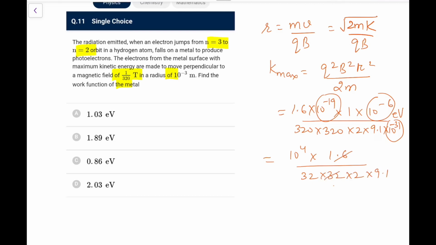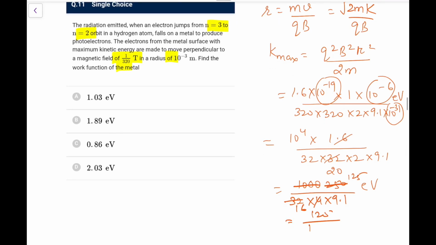So what I have, this is 20, so one 0 goes, so 1000 I can write. And then 32 into 4 into 9.1. So tough calculation, no issues. With 4, what we have is 250. Again if I do it from 2, this is 125, this is 16, so 125 over 9.1, this is 144, 145.6 eV. If you do this, it will be 0.8 something.